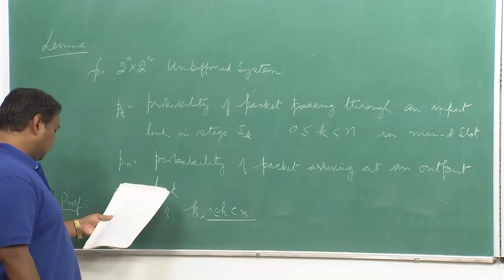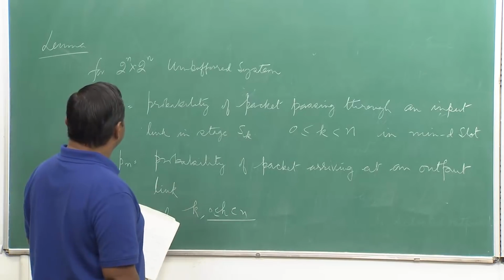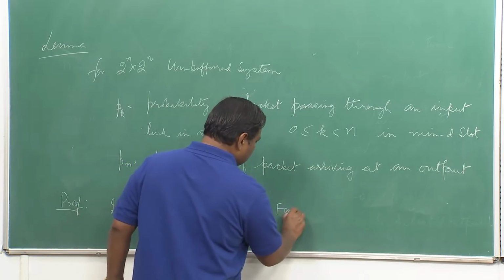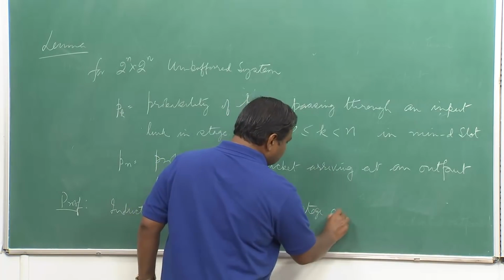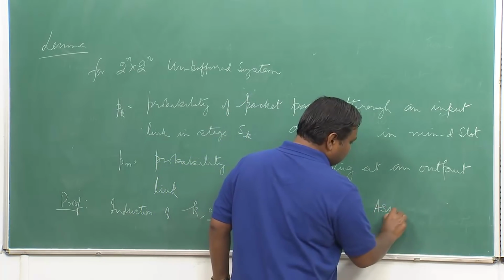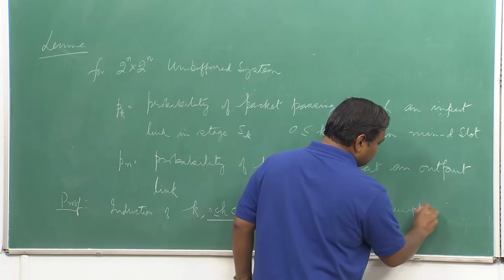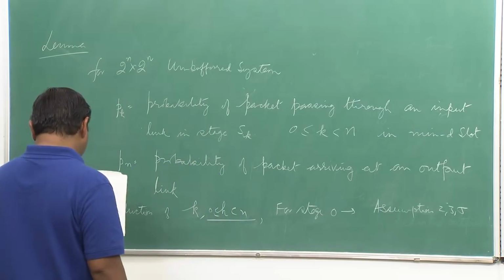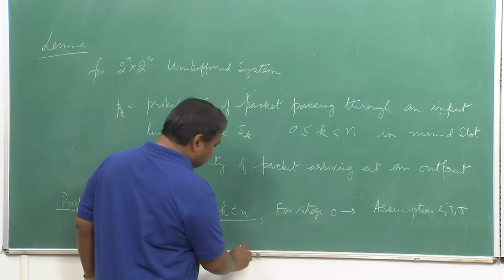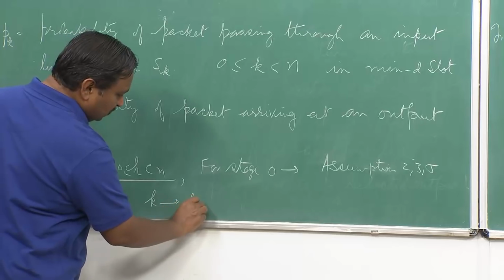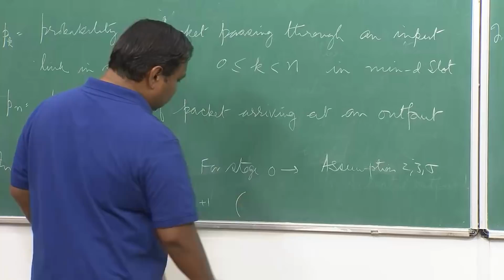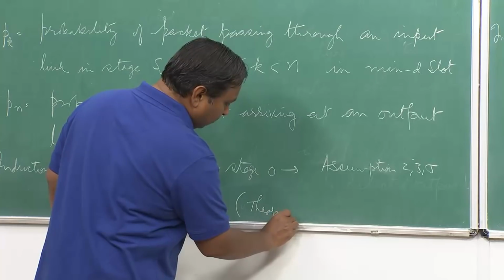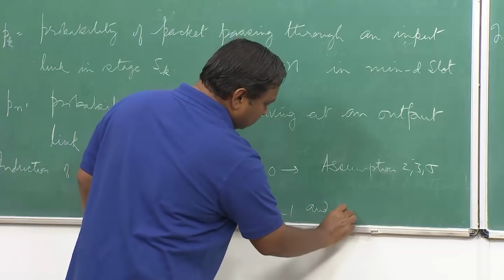So, a statement is true for stage 0 because of assumptions 2, 3 and 5. For stage 0 it is true because of the assumptions which I had written earlier: 2, 3, 5. And for stage k, if it is true for stage k, it is going to be true for k plus 1. This will come from theorem 1, which we have done earlier, and assumption 3.